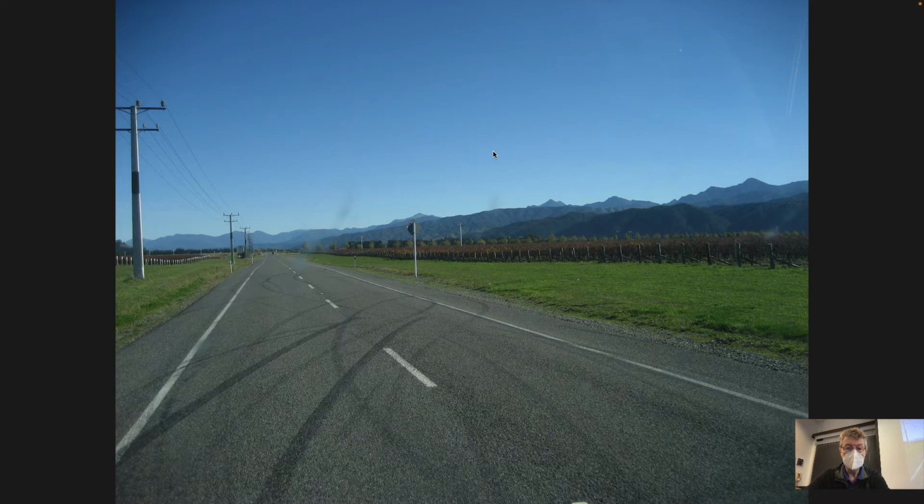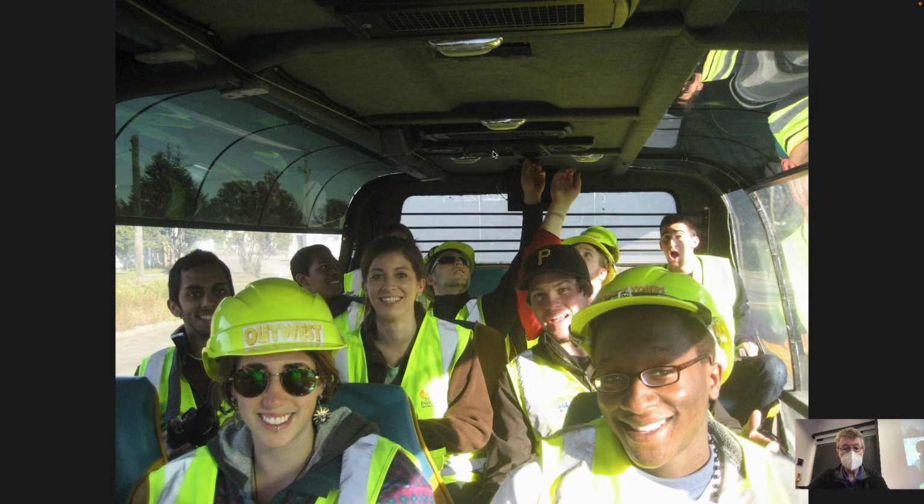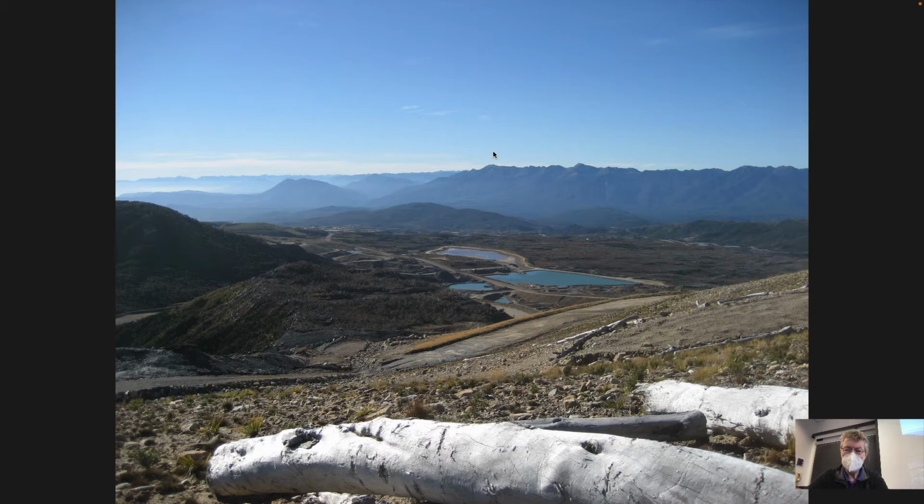Wellington, boat ride to the South Island, Southern Alps, and white wine. New Zealand's famous for Sauvignon Blanc. Happy students. On the South Island as well, it's a traditional coal mining region close to the Alpine Fault. These are the Tasman Sea is off to the left here, off to the west.